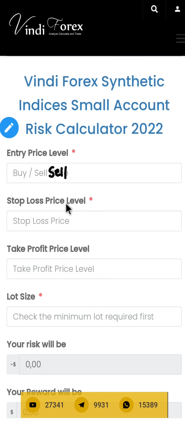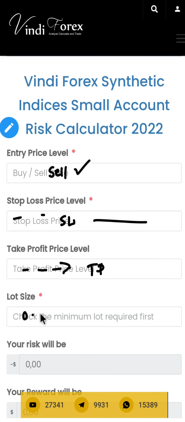So you click where you want to sell, the price level, the point or whatever. You click that, and then you click a stop loss. Where do you want to place a stop loss? This is coming from your analysis. All of this is coming from your analysis. You've analyzed, you know where you're selling, you know where your stop loss is, you know where your TP is, your target, your take profit.